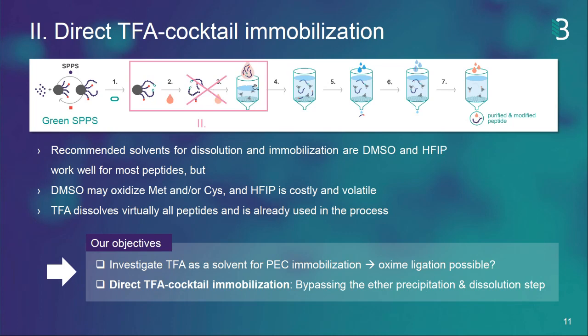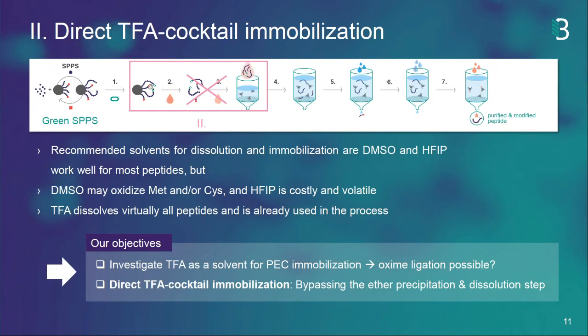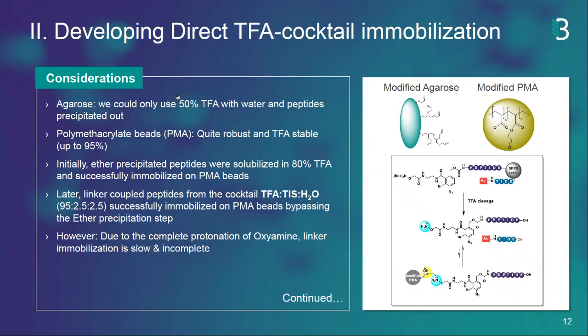Step by step. First we tried TFA immobilization. After SPPS synthesis, as shown here, we cleaved off the linker-coupled peptide, precipitated it, solubilized it in TFA, and then tried to immobilize on modified agarose beads. We later realized that the modified agarose beads are not stable to higher concentrations of TFA treatment, due to less mechanical strength. Then we searched for alternatives. We found that modified PMA beads are quite stable and robust, and can withstand TFA up to 95%.